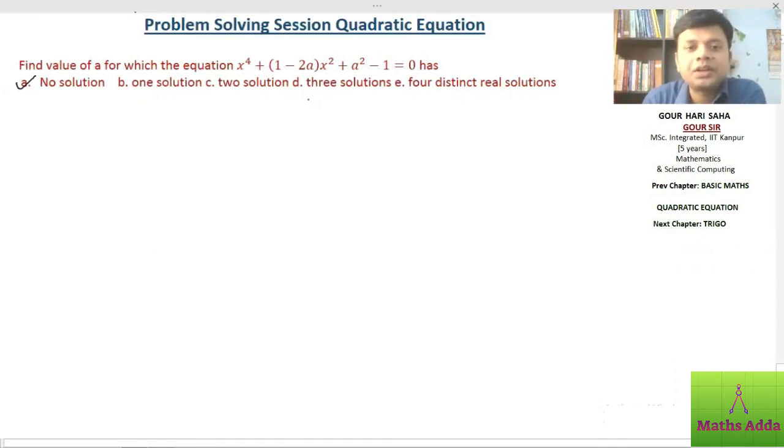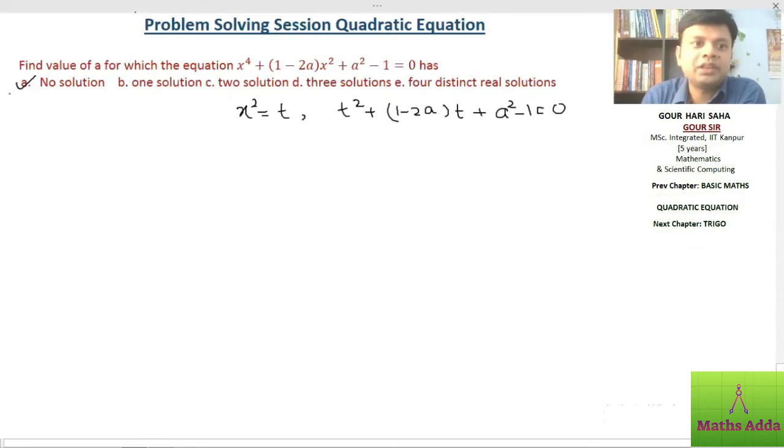So, it is a quadratic of x square, you can say, right? Take x square is equal to t. So, this becomes t square minus (1 minus 2a)t plus a square minus 1 equal to 0. It says we are looking for no solution. So, this quadratic equation will have no solution only when D is less than 0, right?